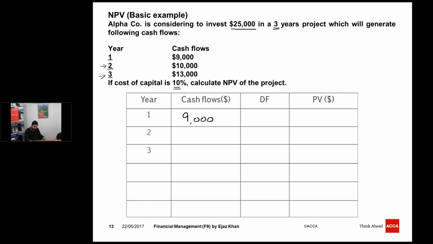Just take out your calculators and solve it for me. P is equal to S into 1 plus R raised to the power minus N. S is 9,000. We need 10% return, that is 0.1. And since we are going to receive this after year 1, we'll put minus 1 here. Anyone can solve it for me. Give me the answer.